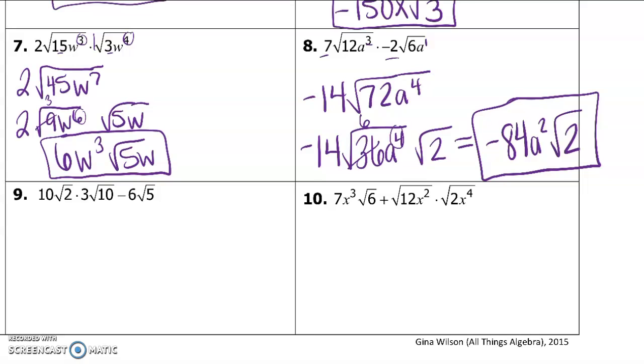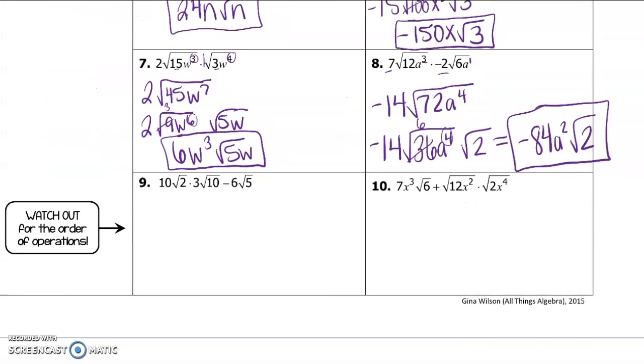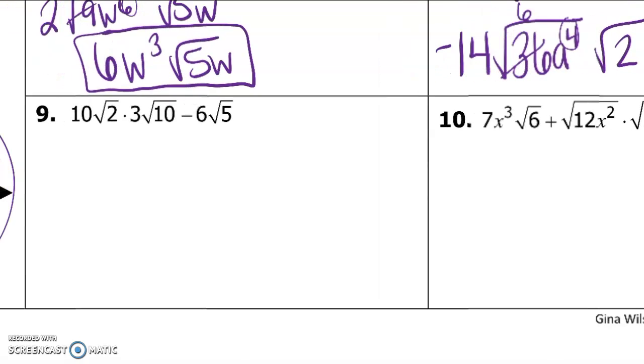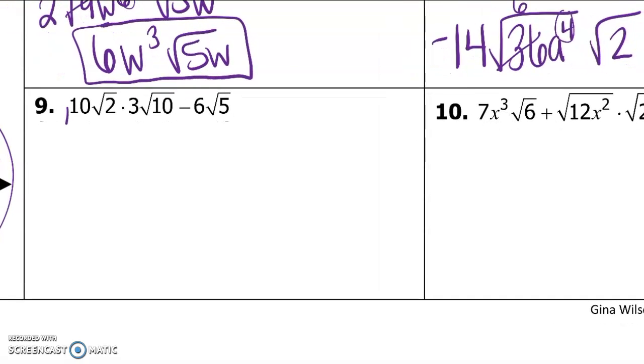These last two, notice there are addition and subtraction signs, so watch out for the order of operations. You have to multiply before you can add or subtract. And remember, in order to add or subtract, you have to have the exact same thing underneath the square root sign. So if we look at number 9, first we have to do our multiplication. 10 times 3 is 30, square root of 20.